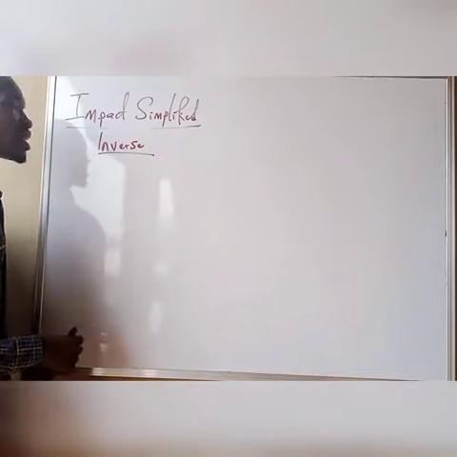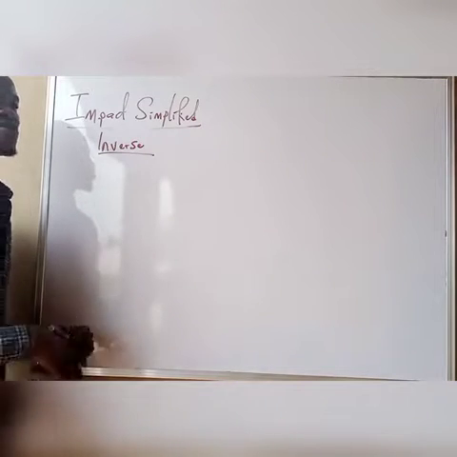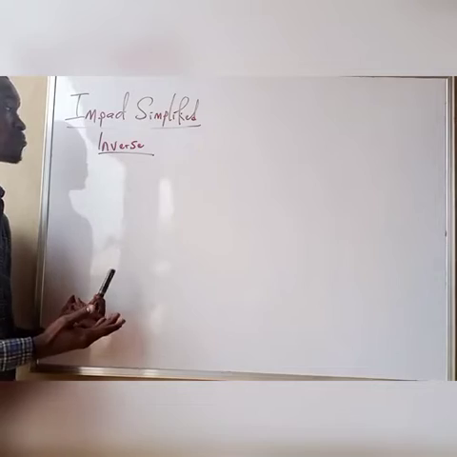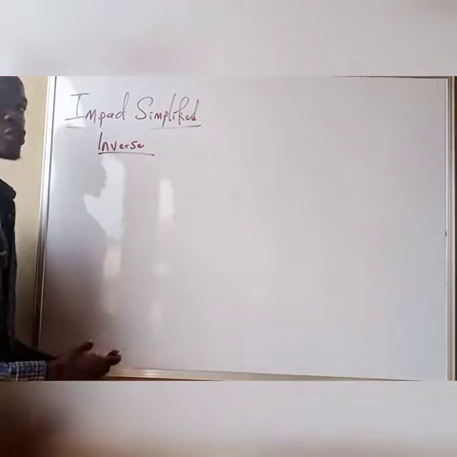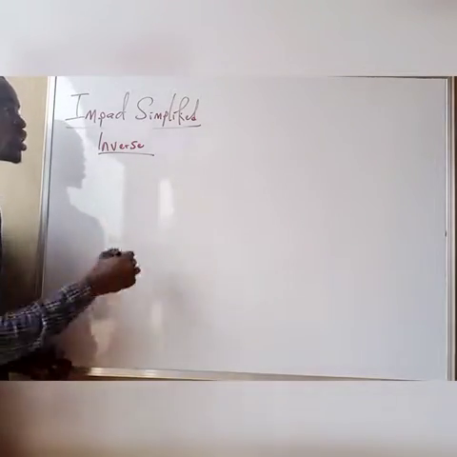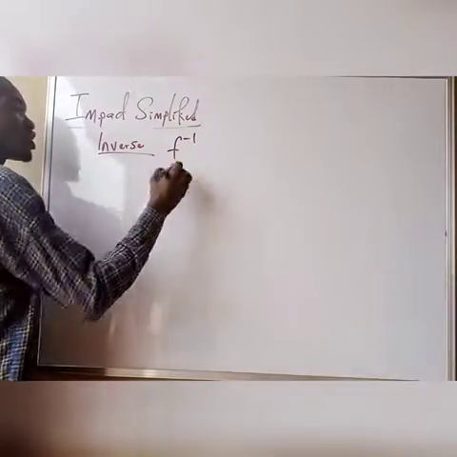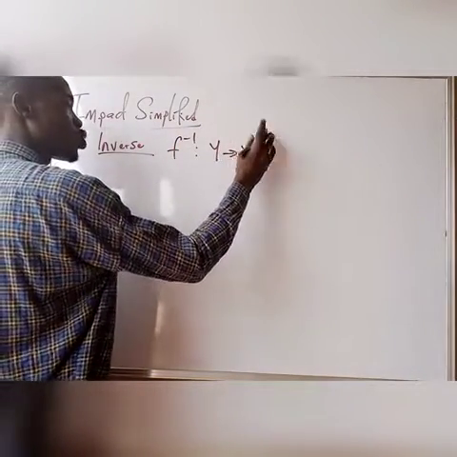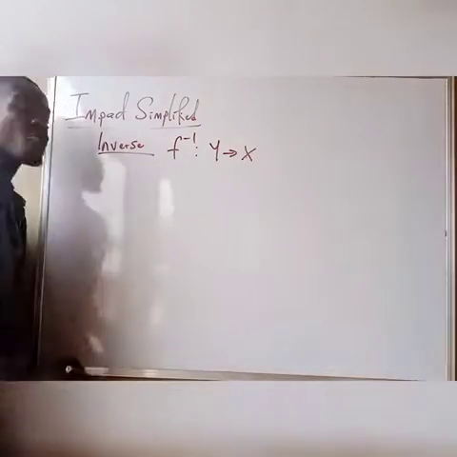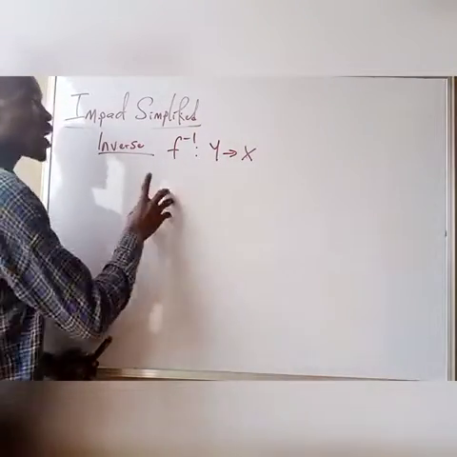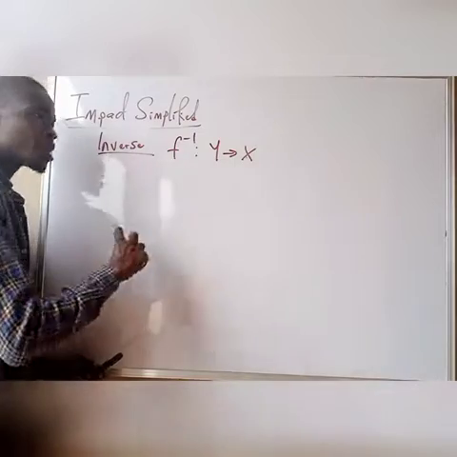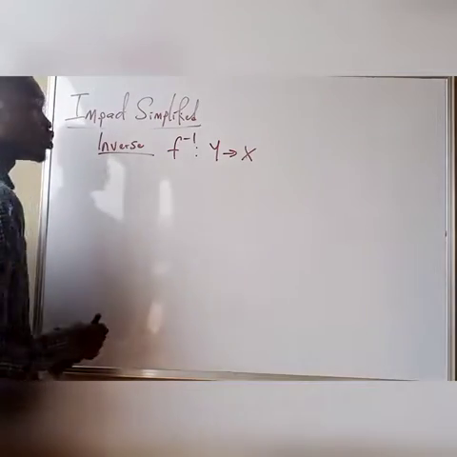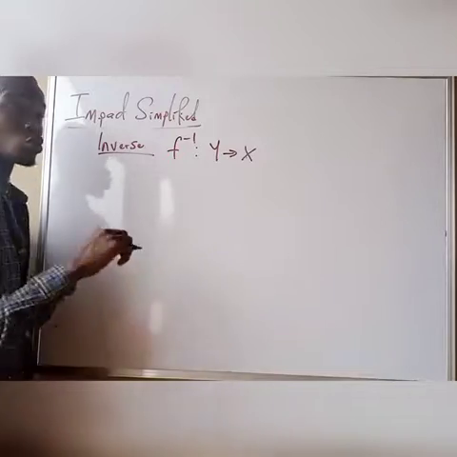Now we want to look at inverse when we are not talking of graphical, when we are talking of algebraic expression. So for you to get your inverse, you have to know that your inverse means y back to x. Your f of x is x to y, while your inverse is y back to x. So how can you get your inverse? There are some conditions we have to know.